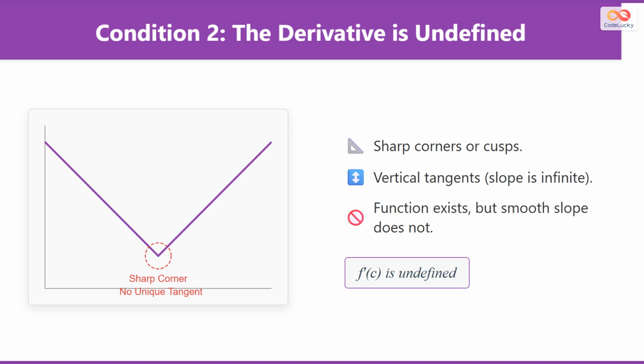The second condition is less common but equally important. A critical point also occurs where the derivative is undefined. This happens at sharp corners or cusps in the graph, as shown here. At these sharp points, you cannot draw a single unique tangent line, meaning the slope is undefined.